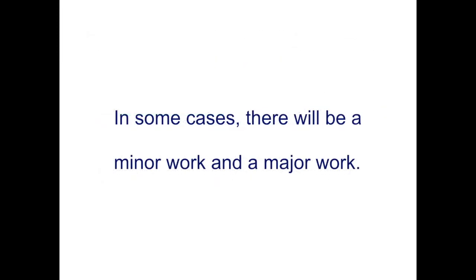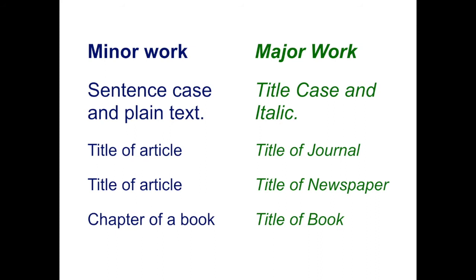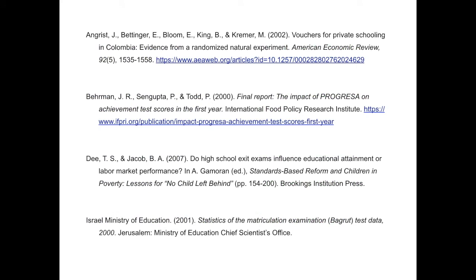In other cases, we may see a minor work and a major work. When there is a minor work and a major work, the minor work is written in sentence case and plain text, and the major work is written in title case and italic. When do we see this? We'll see this when we have periodicals, and we'll see this when we have chapters in books, each chapter written by a different person. Let's take a look at our list and see where we see this.